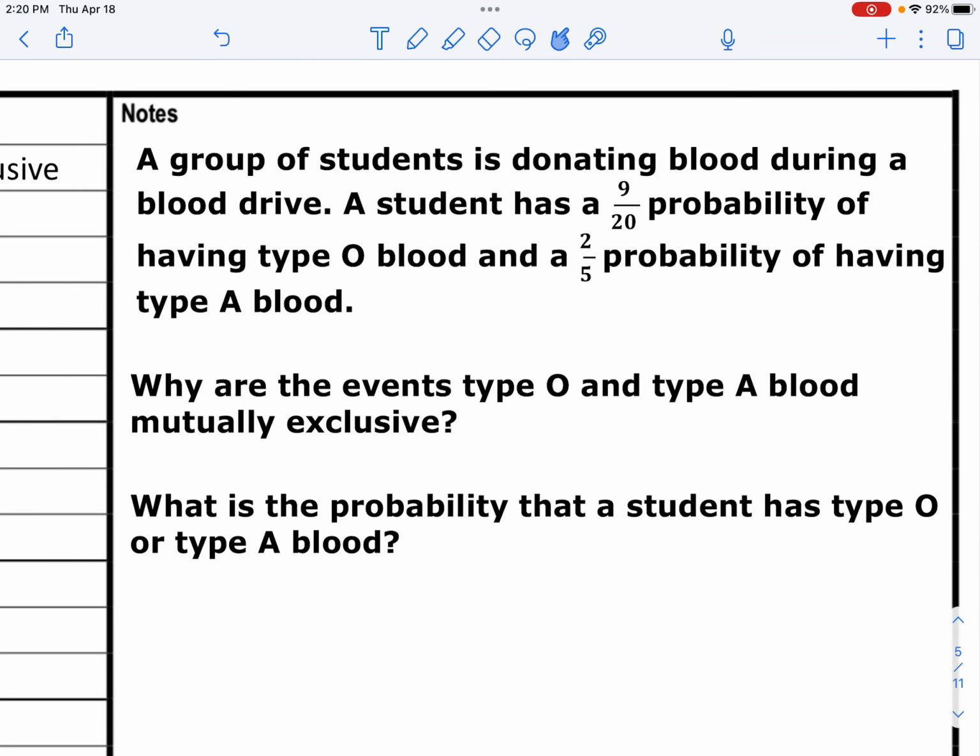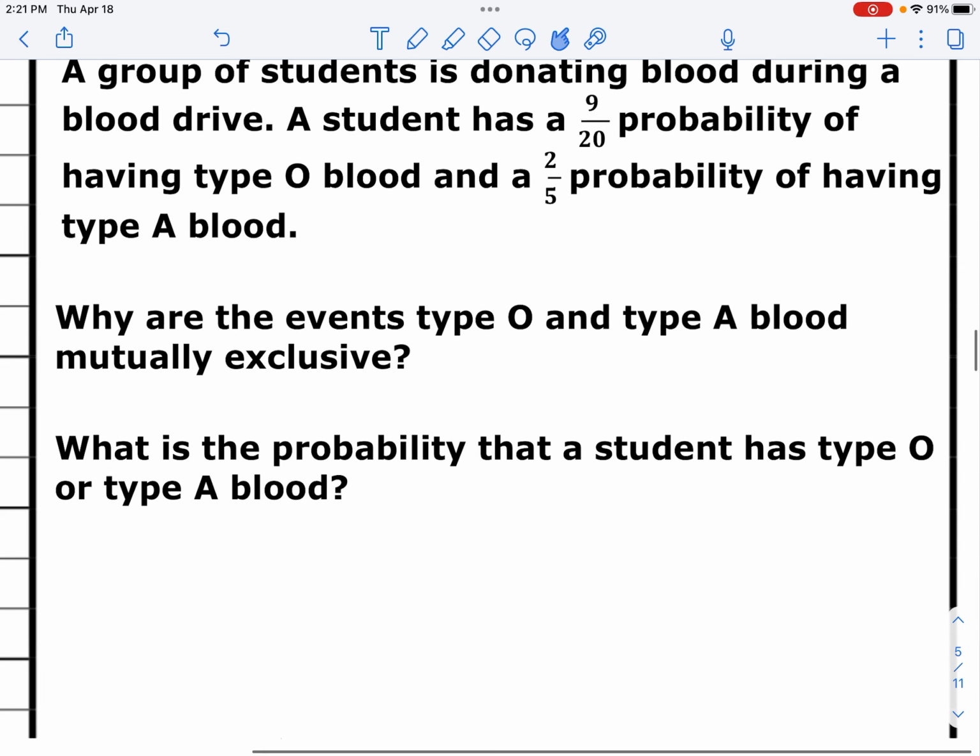So here is a problem that takes a look at that. A group of students is donating blood during a blood drive. A student has a 9 out of 20 probability of having type O blood and a 2 out of 5 probability of having type A blood. Why are these events mutually exclusive? Well, you can have type O or type A or a couple other different types of blood, but you can't have them both at the same time. So that's why it's mutually exclusive. So there's no overlap with those.